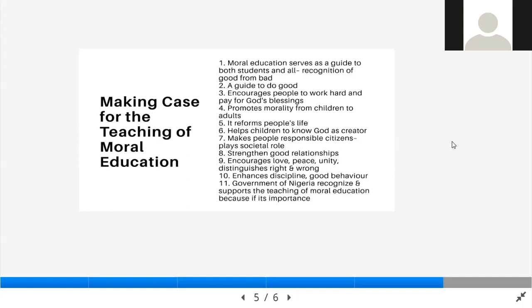Again, another case for moral education is that it strengthens good relationships. It strengthens good relationships. I hope you're seeing my screen. I'm sharing it. It strengthens good relationships.